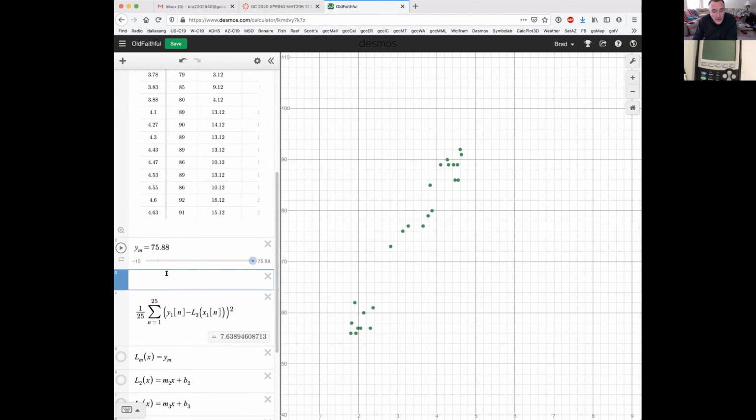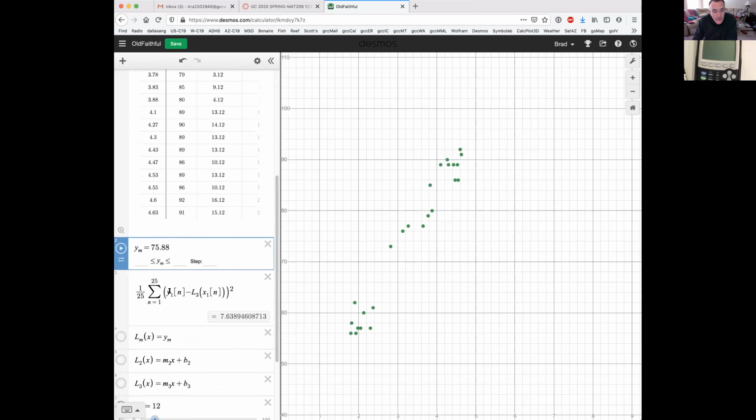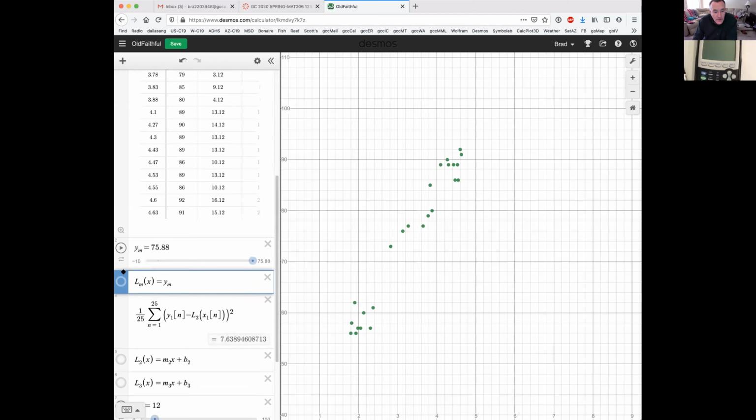So the first thing I want to do is put a line through the data. So I'm going to call that line L sub m, like line for the mean. And I'm going to say Lm of x is equal to the average. I'm going to turn it on so you guys can see it. So there is the average.